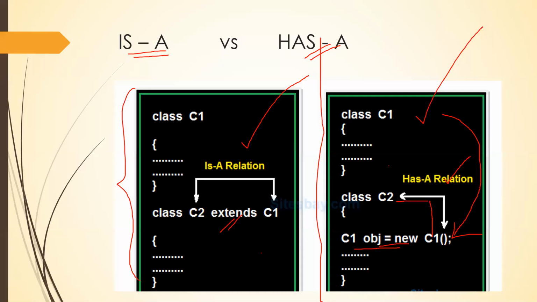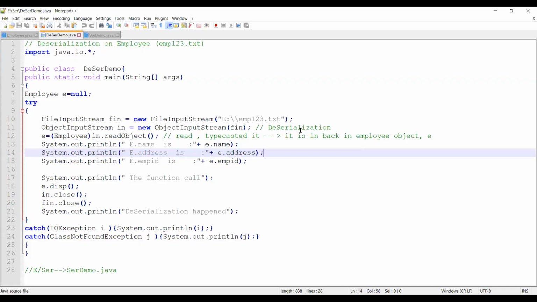Now we'll see is a and has a with the help of a program. I'll take up my notepad. Christina, I believe you're seeing my notepad. Yes, ma'am. Okay, so we will continue from where we stopped yesterday. I believe all of you have done your serialization, deserialization, and you got results. These programs which we do today, I recommend you do it together with me. Okay, Christina? Have a question. Yes, ma'am.